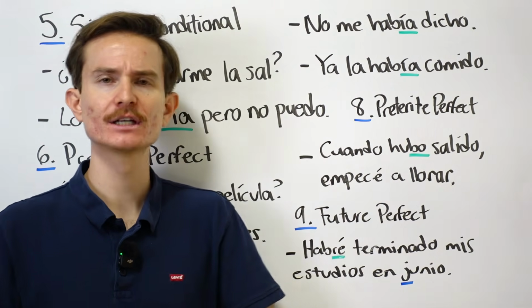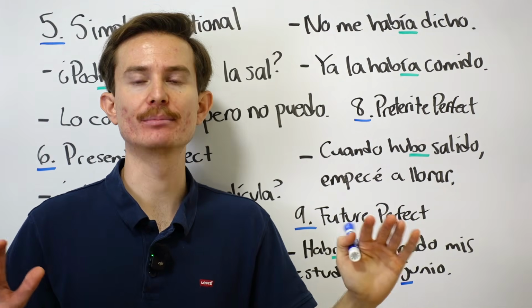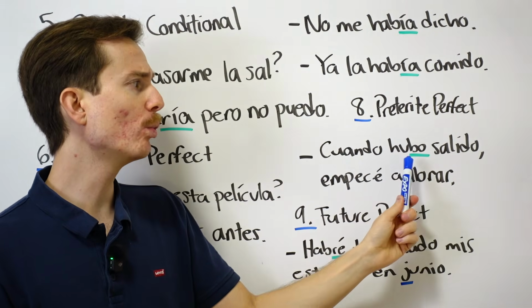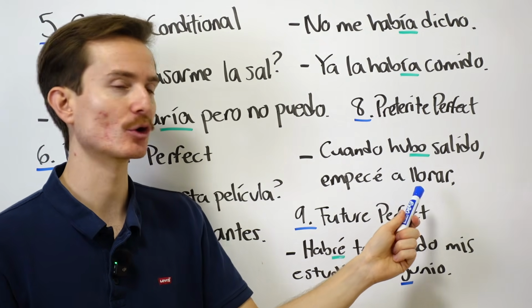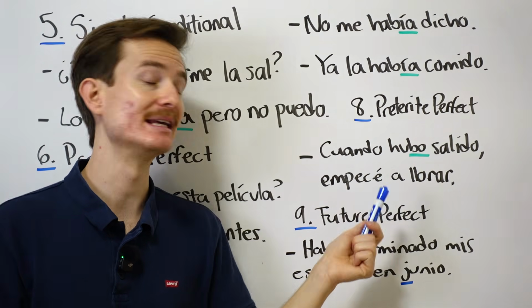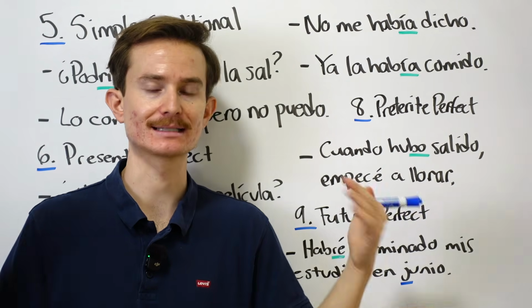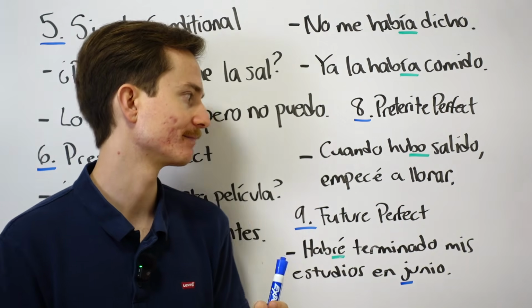Next, the preterite perfect, which I never use and I never hear people use, but it is a tense in Spanish, so we can take a look. Cuando hubo salido, empecé a llorar. So when she had left, I began to cry. Truthfully, don't worry about this. I never hear people say this. I live in Mexico and I never hear people say this, okay?